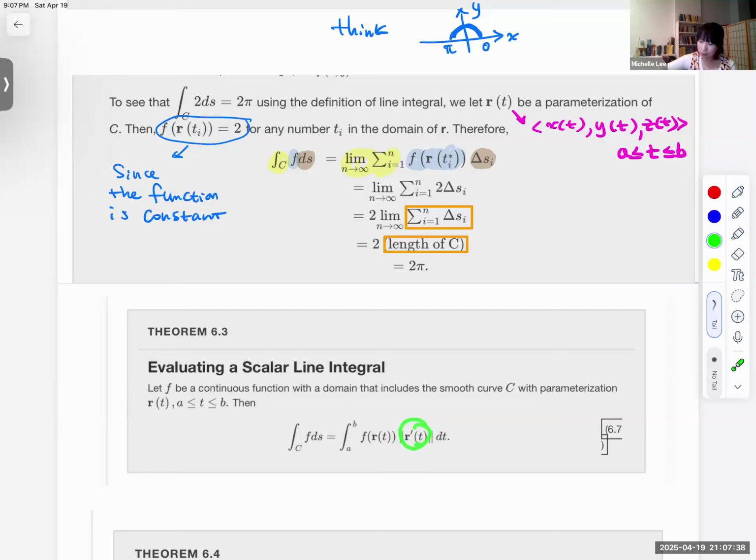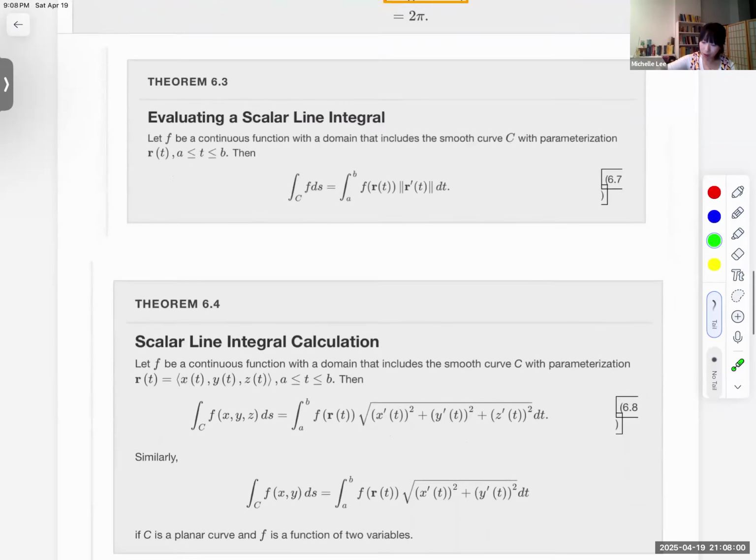This is the same as the individual x prime of t plus y prime of t and then z prime of t, right? And then we have a magnitude, which is squaring each of them, right? So let's take a look at this one too.